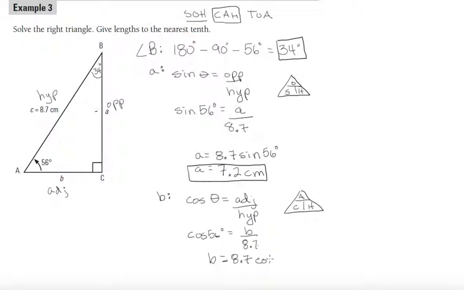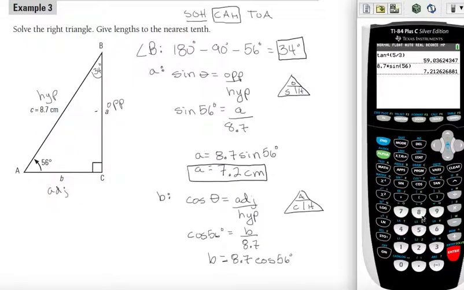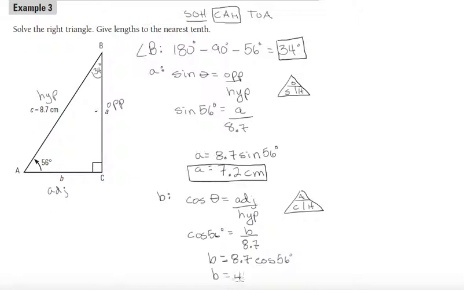times the cosine of 56 degrees. So 8.7 times the cosine of 56 degrees. That's equal to 4.86. 4.8, the 6 tells me I need to round up, so that's 4.9. Again, my units are centimeters. And that's my answer for B.